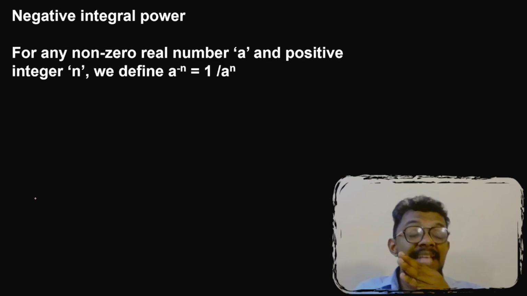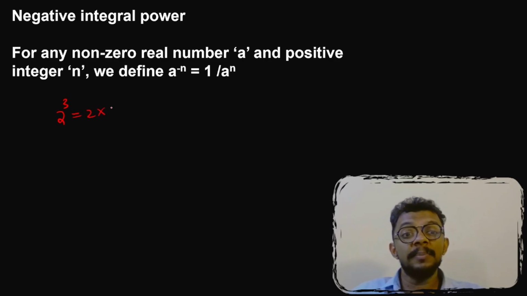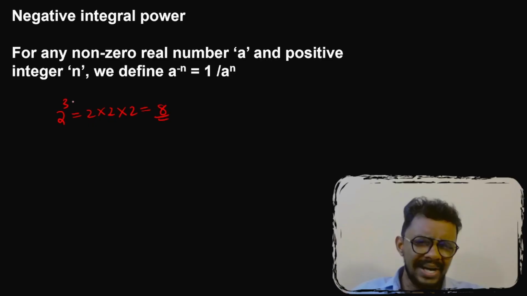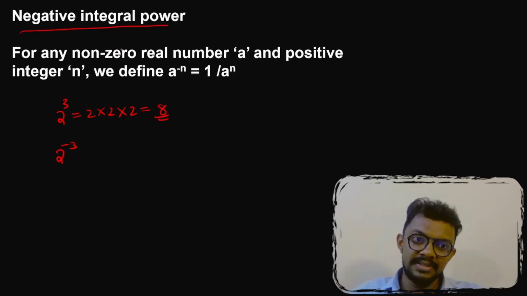Time to discuss exponents with negative integral power. What is the meaning of 2 raised to minus 3? I know that 2 raised to 3 means 2 multiplying 3 times: 2 into 2 into 2. 2 into 2, 4; 4 into 2, 8. What is the meaning of 2 raised to minus 3? What happens if the power is a negative integral number?